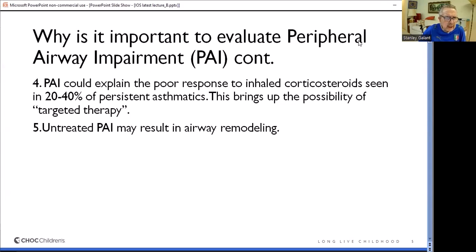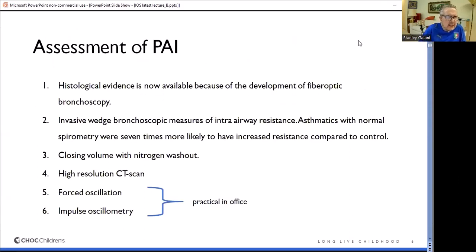And that brings up the topic of targeted therapy. That is, the inhaled corticosteroids of a proper size that reach the peripheral airways. And then finally, untreated peripheral airways may result in airway remodeling with fixed airway obstruction. Now, how do we assess for peripheral airway impairment? There are many, many ways of doing it, but the focus of this presentation is on impulse oscillometry, which I feel is best suited for the office practice.